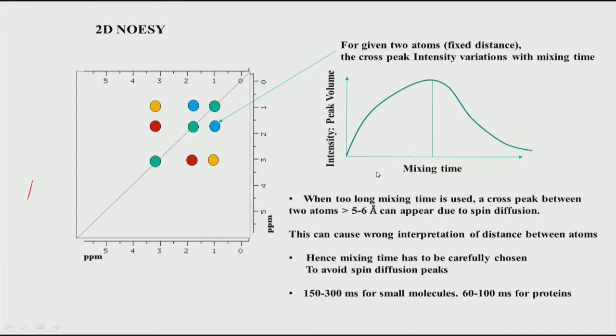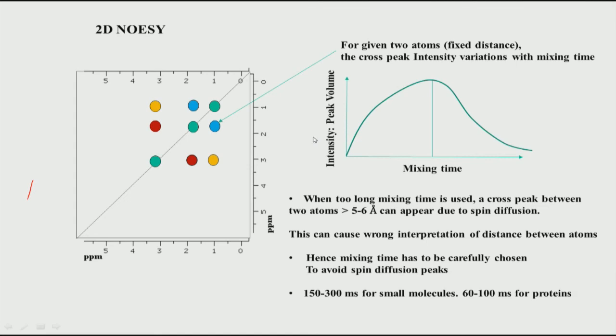So, this is the reason why we should avoid a very long mixing time. As written here, it is about 100 to 150 to 300 milliseconds for small molecules, and we choose 60 to 100 milliseconds for large proteins. If you use a mixing time in this range, the intensity is directly related to distance, it falls on this side of the curve, and you can safely use the intensity of cross peaks.